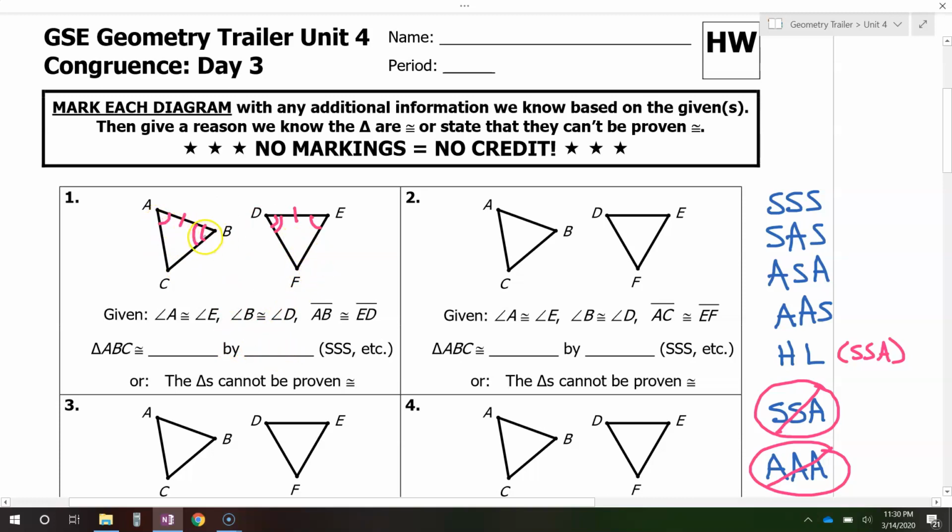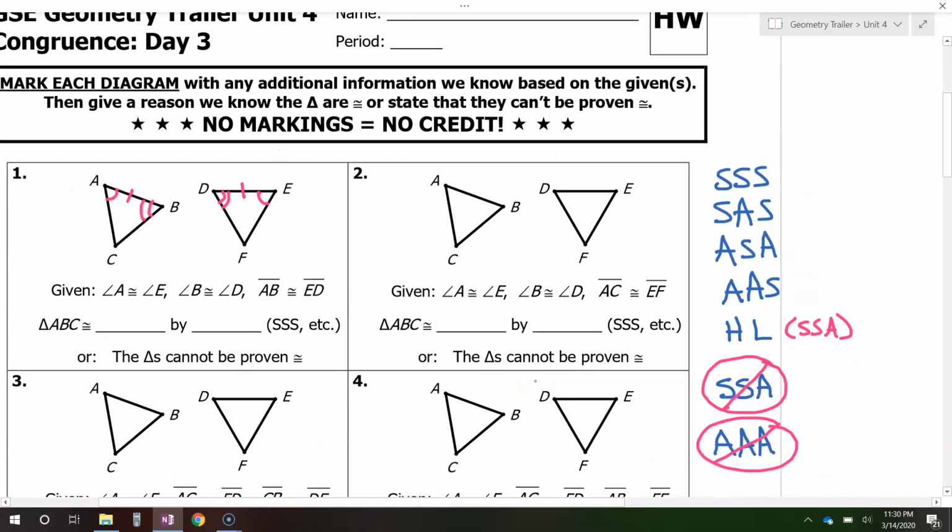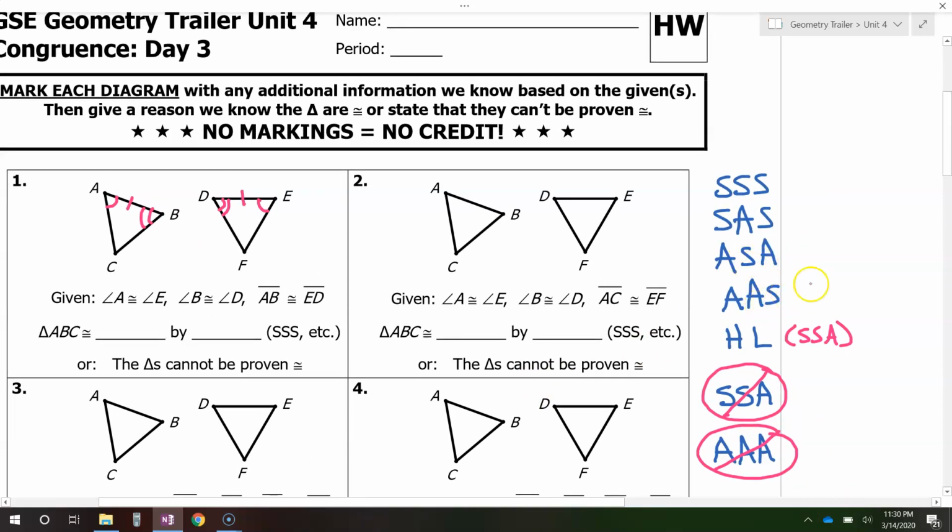We have 2 angles and a side. So scan down your list. Which of these involve 2 angles and a side? Well, it could either be angle, side, angle, or angle, angle, side. Now, when you have a choice between them, it'll be angle, side, angle when the side is between the 2 angles. See how the S is between the 2 A's? That means the side has to be between the angles. If the side is not between the 2 angles, then you will choose angle, angle, side.